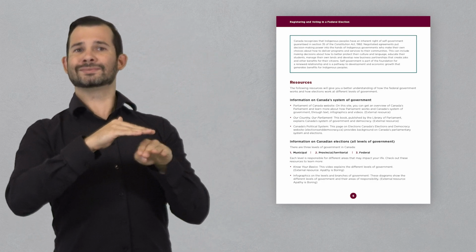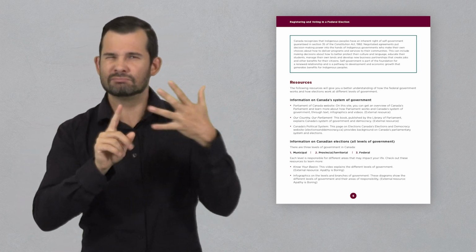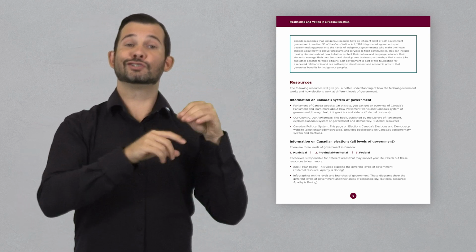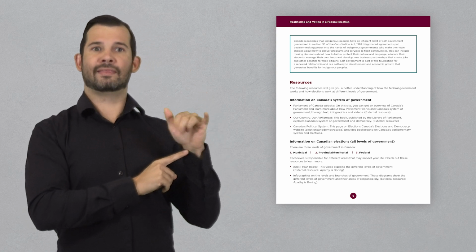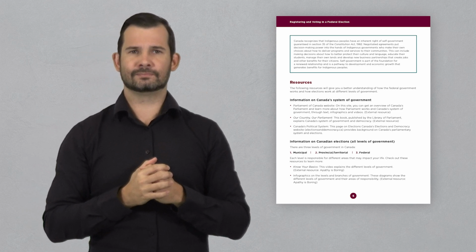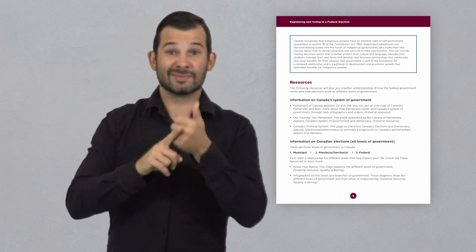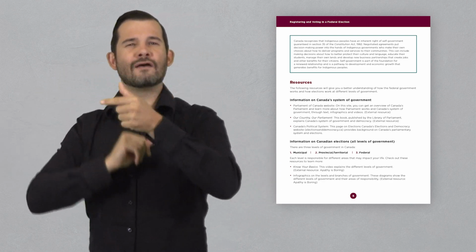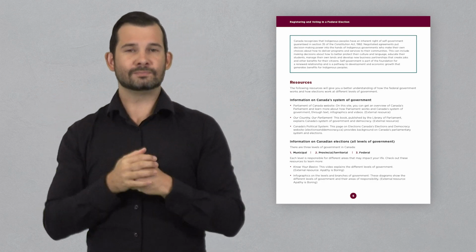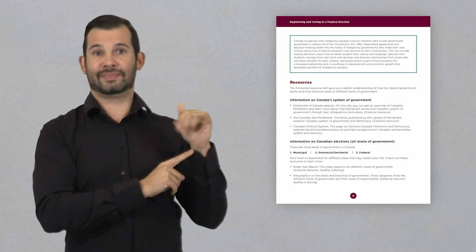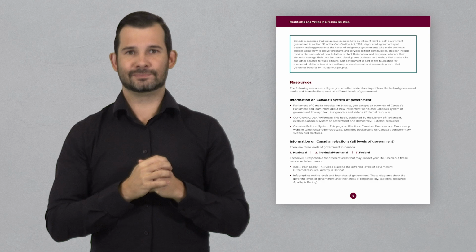Know your basics. This video explains the different levels of government. External resource. Apathy is boring. Infographics on the levels and branches of government. These diagrams show the different levels of government and their areas of responsibility. External resource. Apathy is boring.